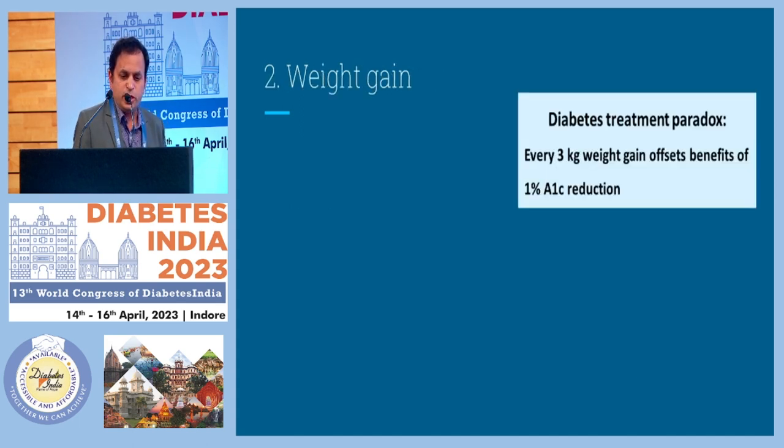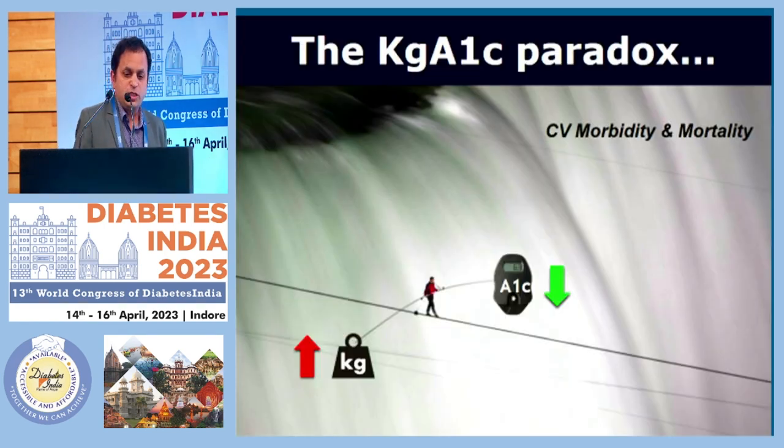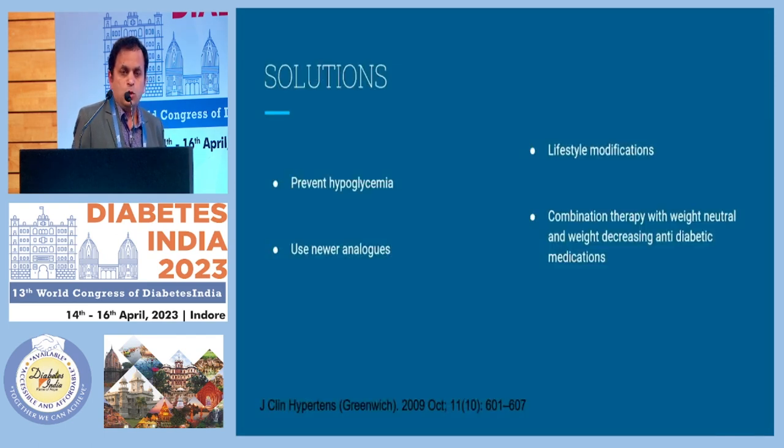Second challenge that they usually encounter is weight gain. Insulin is known as the diabetes treatment paradox. Insulin is an anabolic hormone, so the patient on insulin tends to gain weight. Every 3 kg of weight gain offsets the benefit of 1% HbA1c, what we call the kg-A1c paradox. So the solution is to prevent hypoglycemia, because patients who get frequent hypoglycemia tend to eat more and gain more weight.